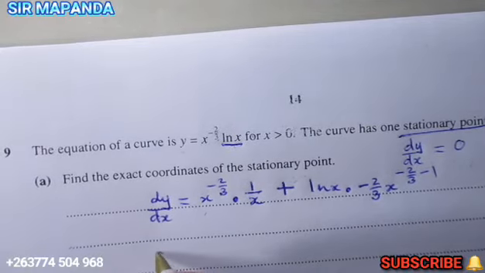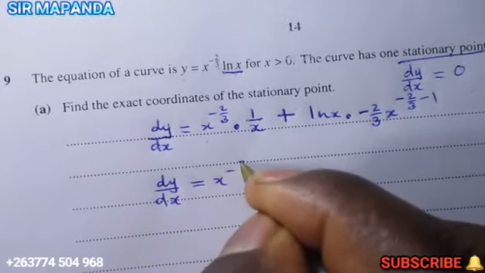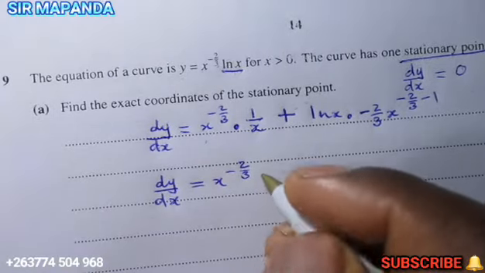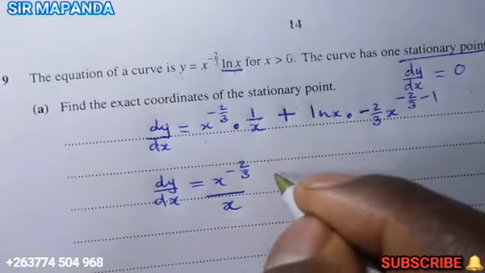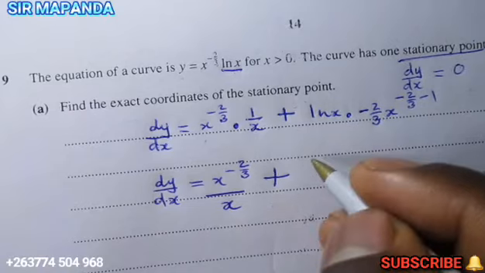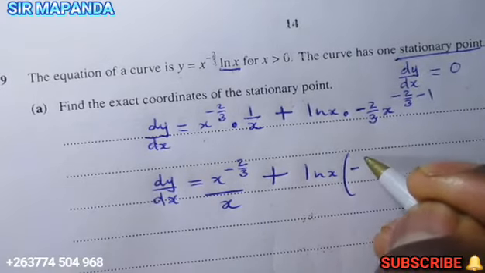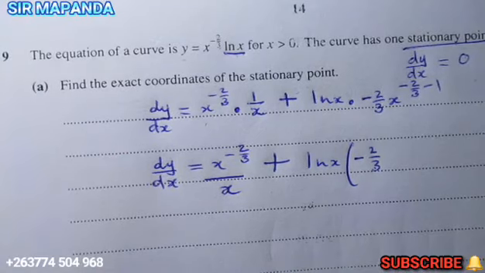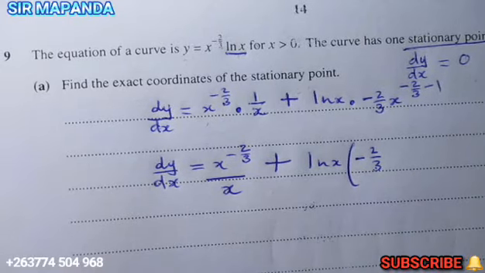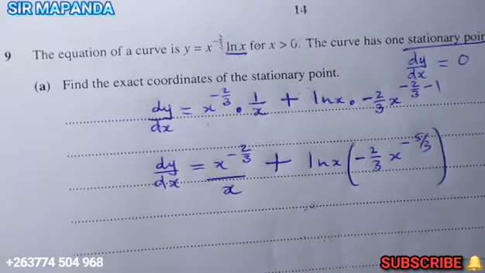Right. So dy/dx is equal to x to the power of minus 2/3 divided by x, plus ln x times the derivative of x to the power of minus 2/3, which is minus 2 over 3. So minus 2 over 3 minus 1 gives you minus 5 over 3. So x to the power of minus 5 over 3, something like this.